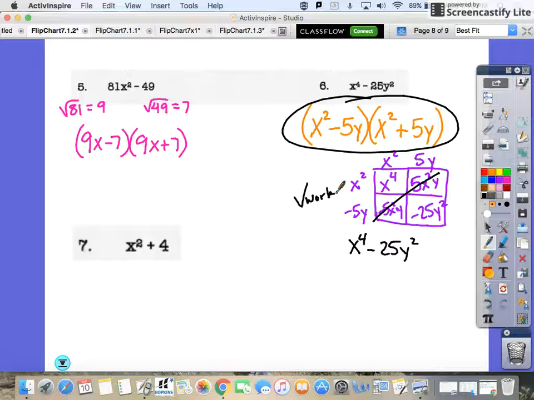And then this last one is not possible to factor. The reason is this. Because it's a plus sign, we can't do anything with it. So we just leave it alone. There is a solution, but it's a negative. It's an imaginary solution. So we just stop here right now.